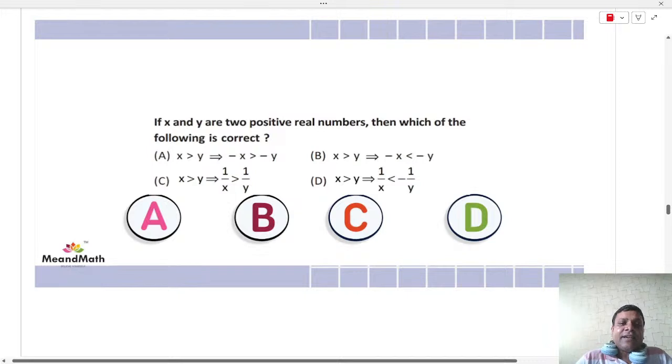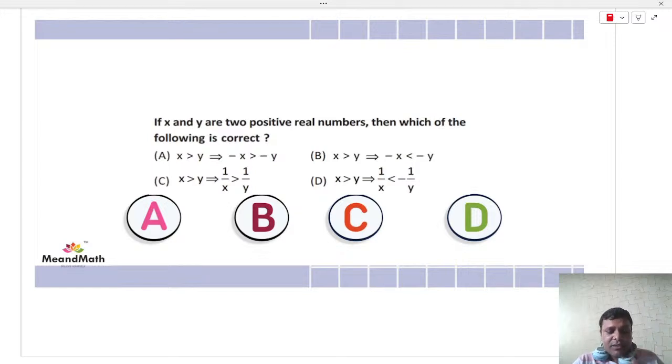If x and y are two positive real numbers, then which of the following is correct? This question is based on the identities of real numbers. So you have to know which identity is right and which identity is wrong. This is not based on calculation. You have to know about that. So I'll give you the identities here.